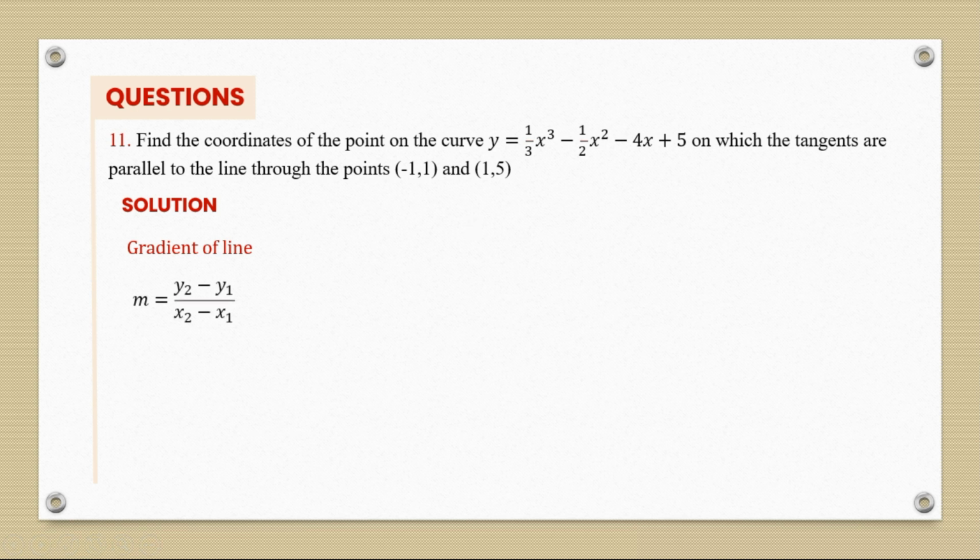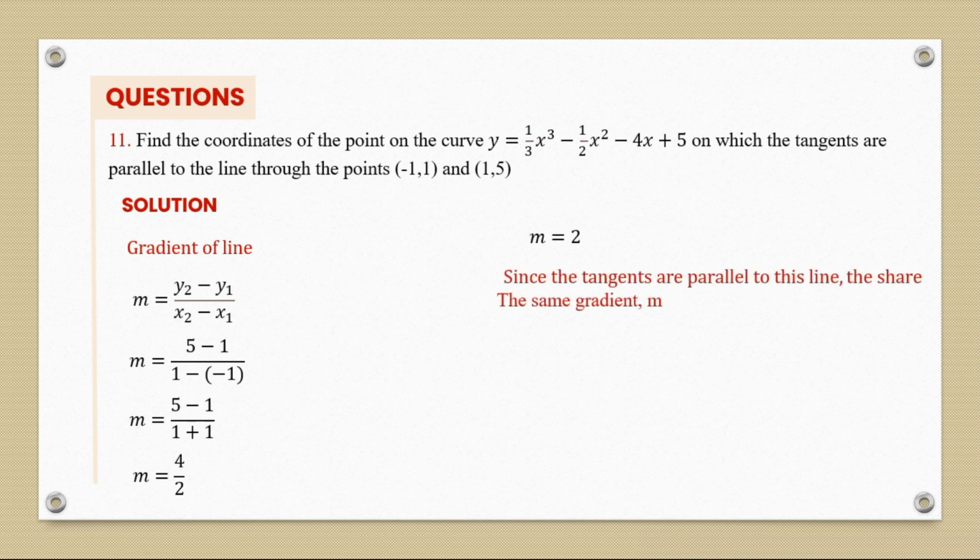The gradient of that line can be found from m is equal to (y2 minus y1) over (x2 minus x1). So m shall be equal to (5 minus 1) over (1 minus negative 1). So m shall be 4 over 2, and m shall be equal to 2. Since the tangents are parallel to this line, they share the same gradient m. So therefore the gradient of the tangent m is equal to 2.